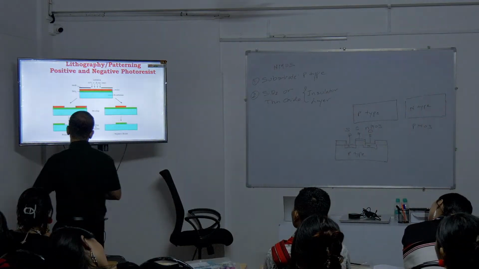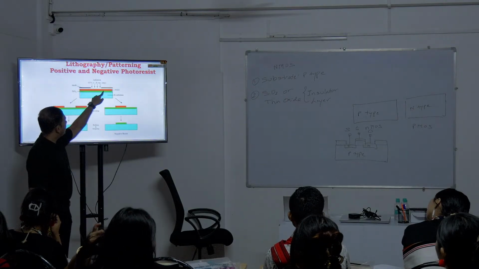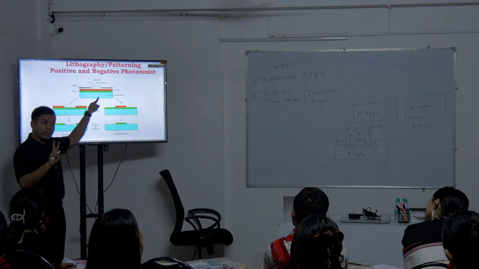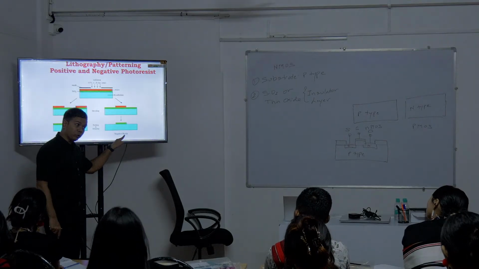See, so just look at it. This is a silicon substrate, right? This is a silicon dioxide layer. This is a photoresist. Now the photoresist could be of two types, either positive photoresist or negative photoresist.